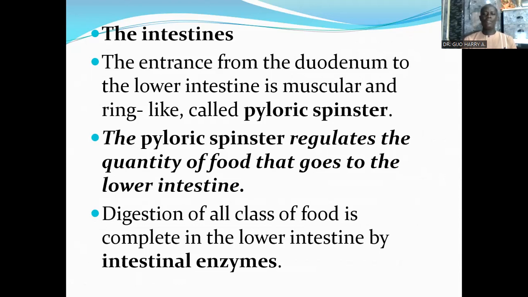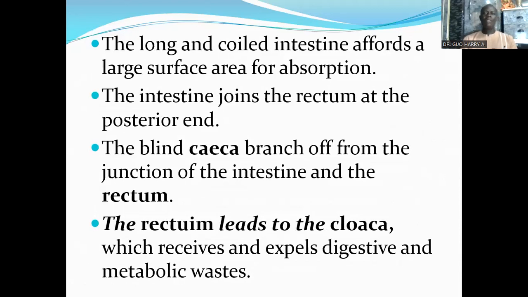Digestion of all classes of food is completed in the lower intestine by intestinal enzymes. The long and coiled intestine affords a large surface area for absorption. The intestine joins the rectum at the posterior end. The blind cloaca branch off from the junction of the intestine and the rectum. The rectum leads to the cloaca, which receives and expels digestive and metabolic waste.